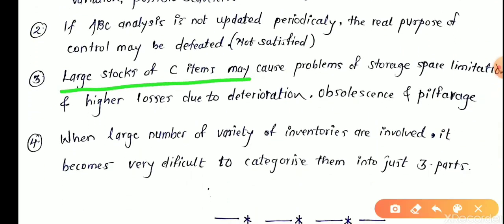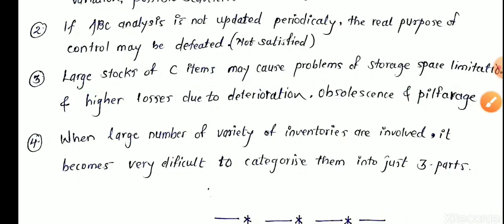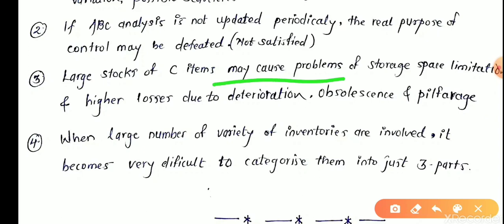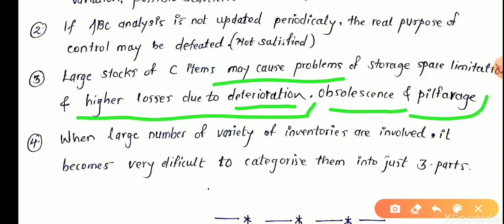A large stock of C items may cause problems of storage space limitation. If we store C type items such as pavers, nails, binding wires and scaffolding goods in large quantities because of their low inventory value, it is not compulsory, but it may cause problems of storage space limitation and higher loss due to deterioration. We do not concentrate on these items, hence deterioration may be higher, obsolescence may occur, and also pilferage. What is pilferage? It's thieving.